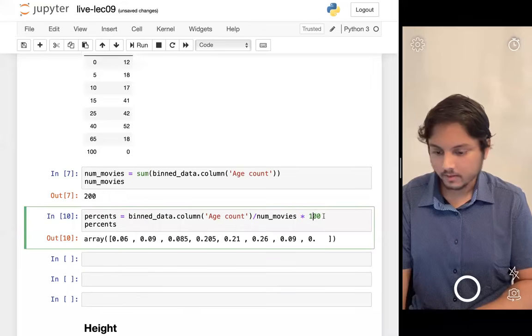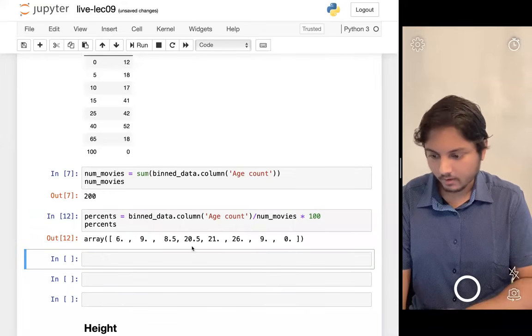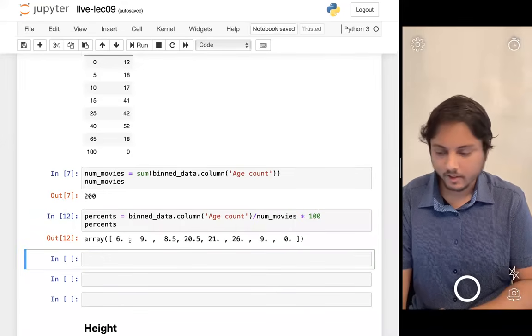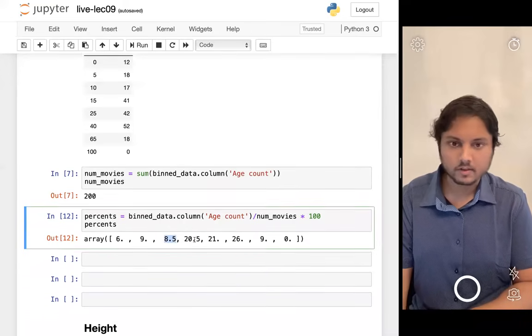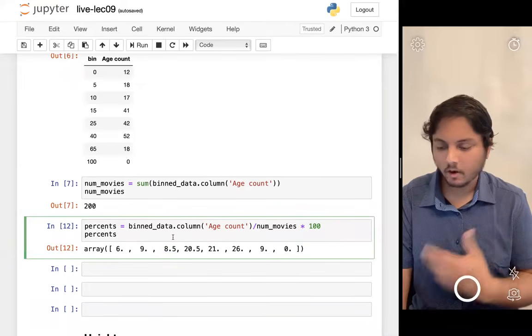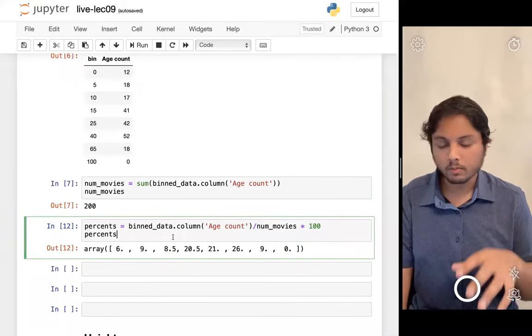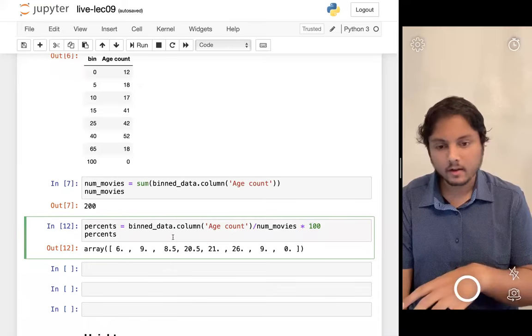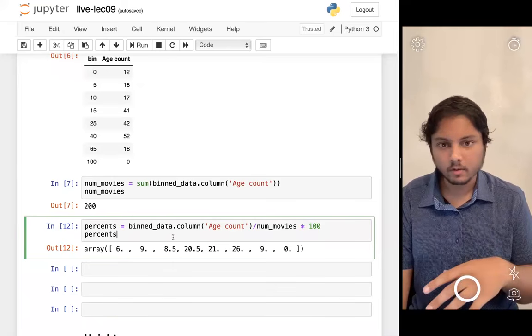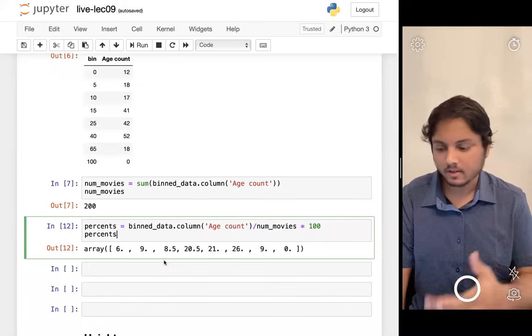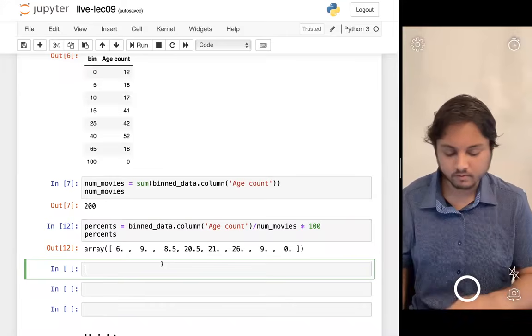So let's instead multiply by 100. So if we do that, now percents looks a little bit easier to read. So now you can just interpret this as 6%, 9%, 8.5%, and so on. And then we said, okay, that's great. So now we know what percent of the movies are in each bin. Let's add that as a new column into the table so that we can see everything side by side. It just makes it a little bit easier to visualize everything.